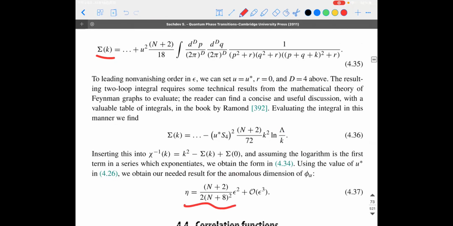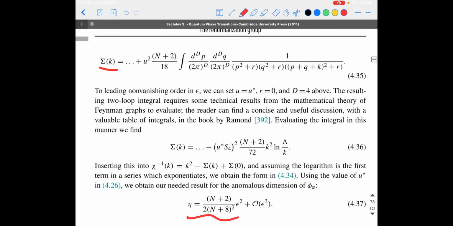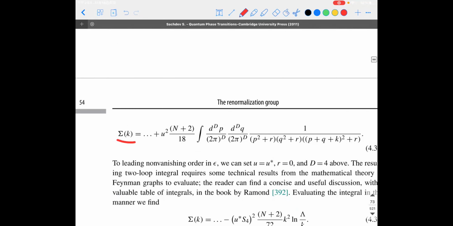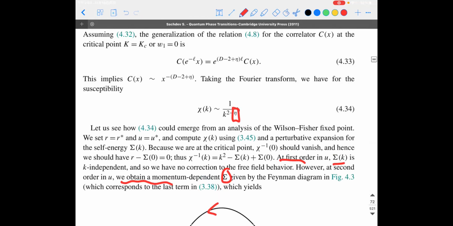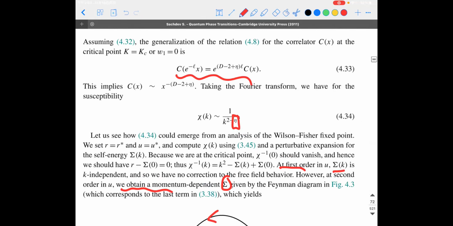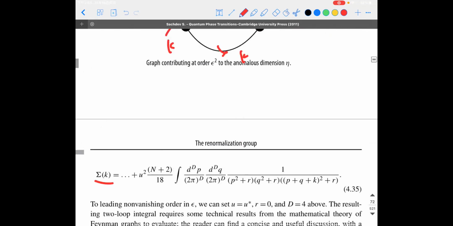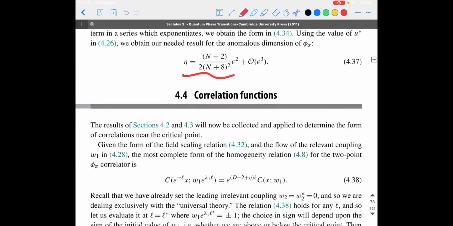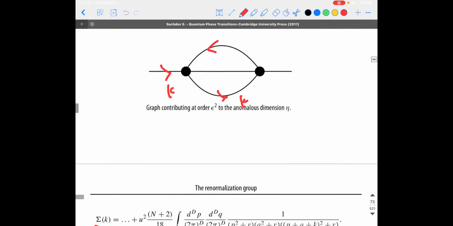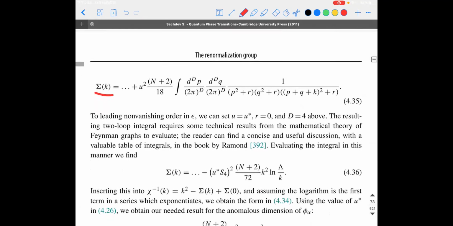Why can we go to the eta? That is because eta will appear in the two-point correlation function, so you can calculate it from the self-energy. So it means that the perturbation theory still works.